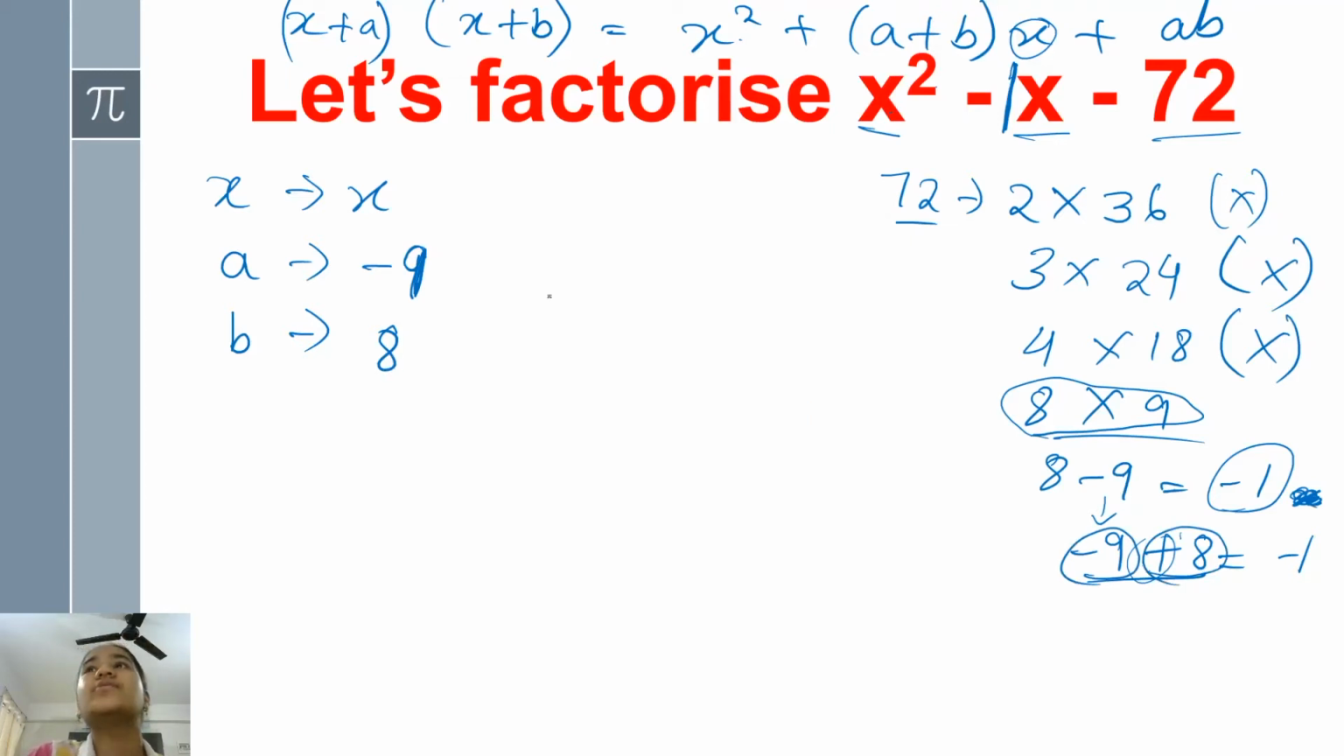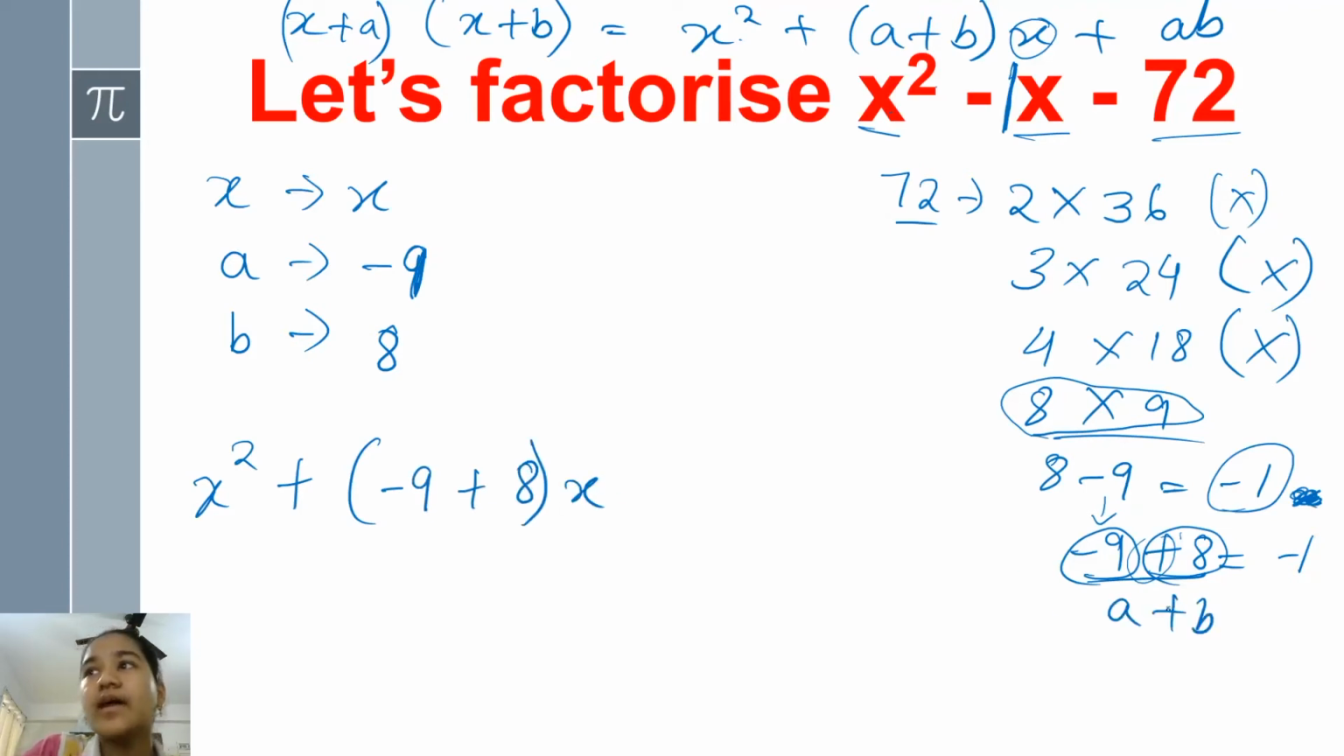So now what you have to do, first you have to write it in this order. How are you going to write it? X square plus A plus B x. So minus 9 plus 8x. This is our A plus B, right? Minus 9 plus 8x plus A into B is minus 9 into 8. Now minus 9 into 8, we are going to get minus 72, which is appropriately suiting what we want.